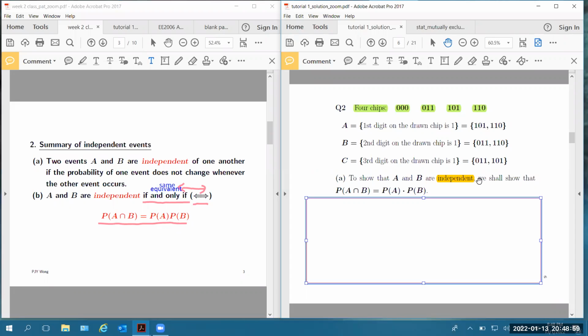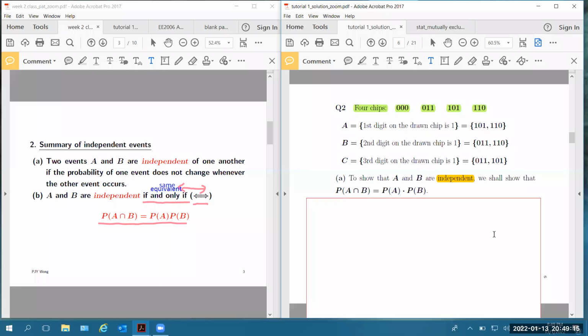So this is our plan. We want to show that this formula holds, and to show independence, you show that this one equals this one. Let's go and do it. To show that the left-hand side equals the right-hand side, you have to find all the probabilities: the probability of A, the probability of B, and a third probability, the probability of A and B.